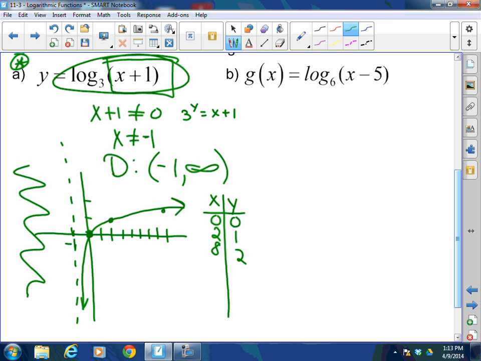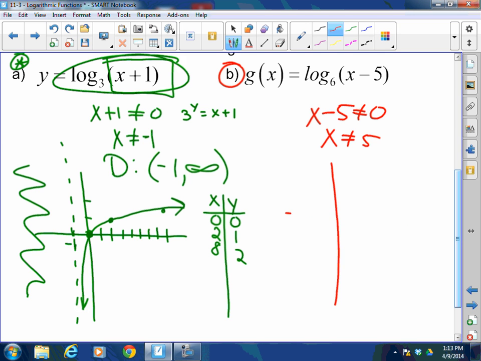God bless you. Okay. How about this bad boy for B? What's my domain? I go x minus 5 not equal to 0. So x cannot equal 5. So that means that here at the 5, there's an asymptote. So it's got to be greater than 5. So 5 to positive infinity. Thank you so much for saying that. Really proud of you. Does that make sense, guys?